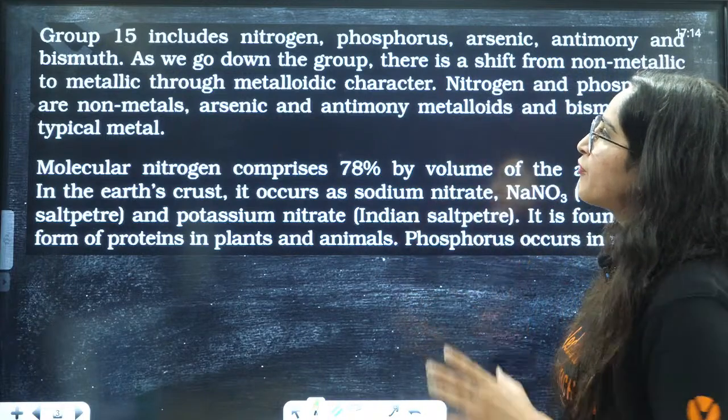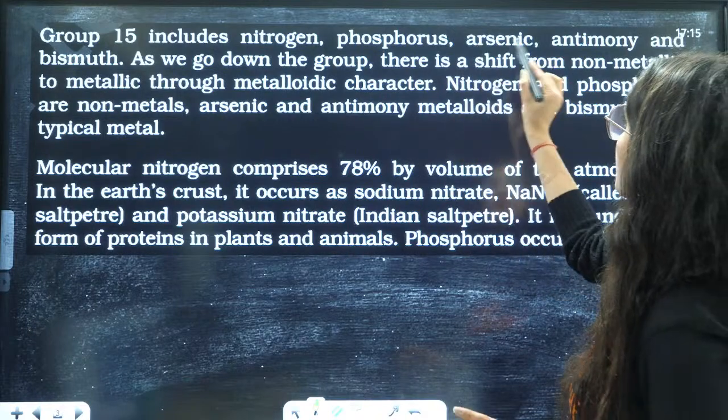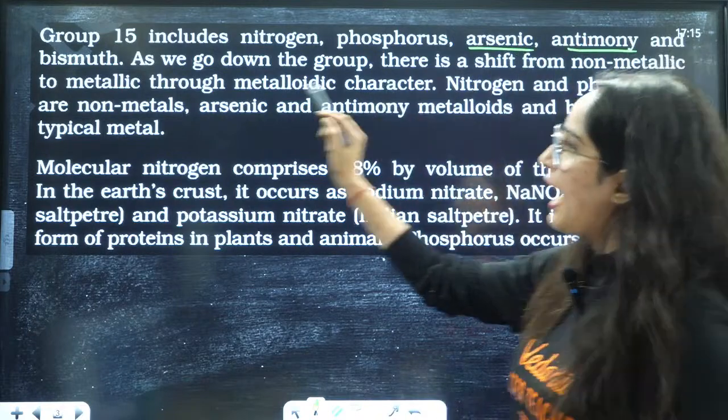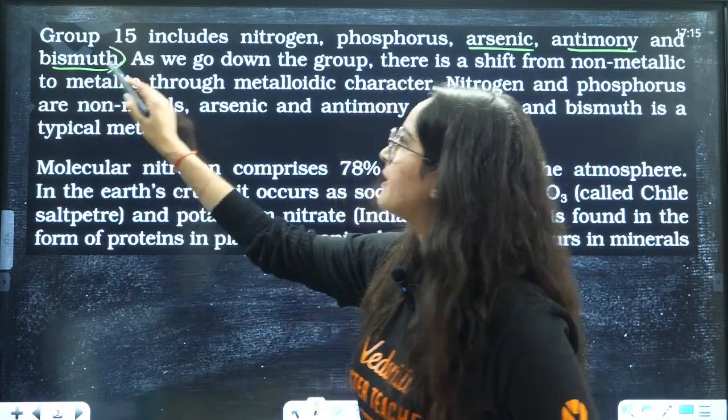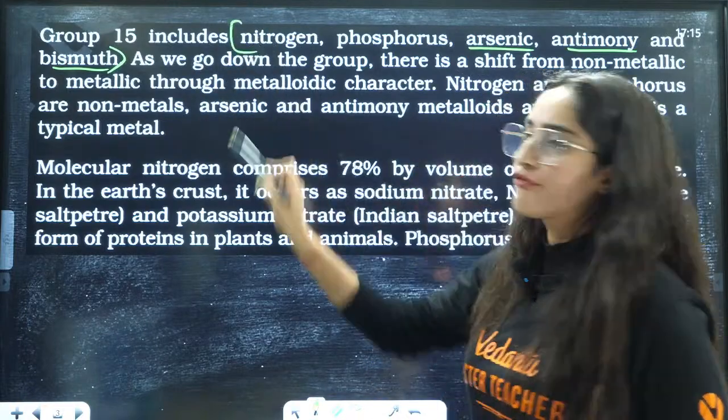So group 15 includes nitrogen, phosphorus, arsenic, antimony and bismuth. These are the elements of group number 15.